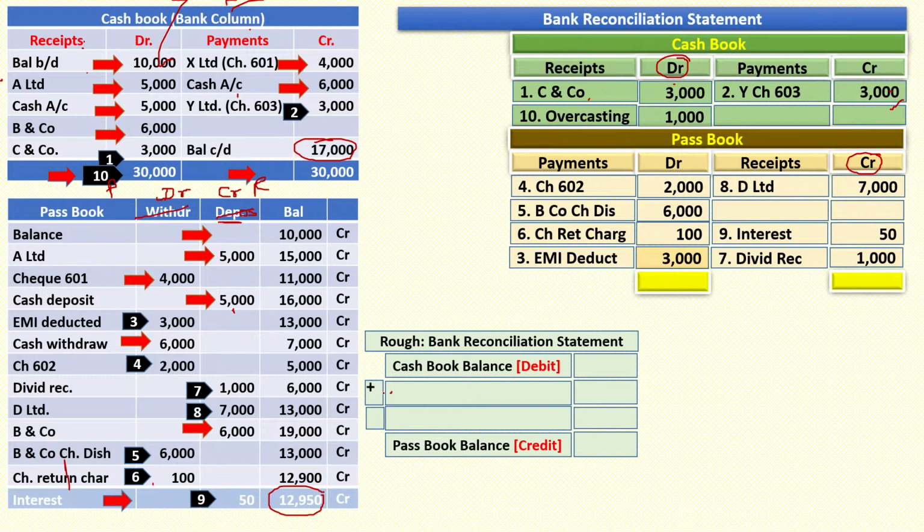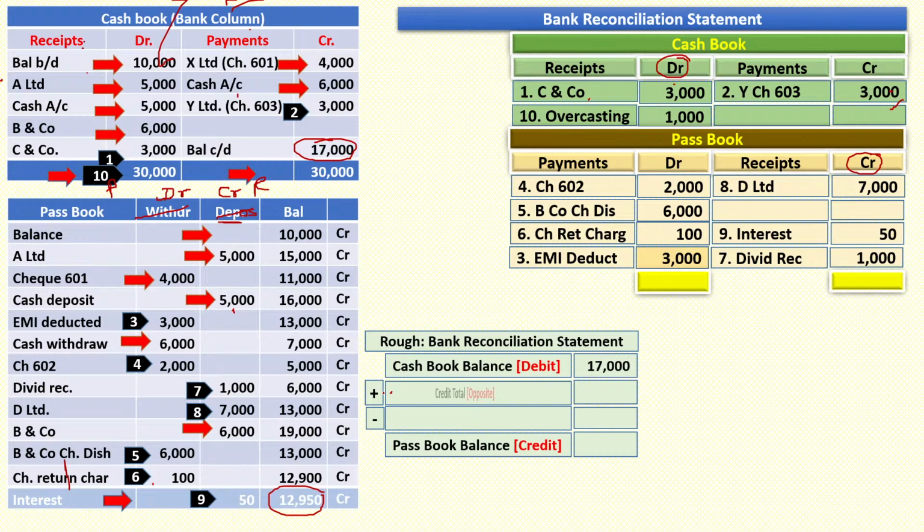Remember, what do you have to add? What do you have to subtract? The thing you are going to add here is nothing but the credit total. You understand? What you have to add? Credit total. We started with the opening balance of the cash book, 17,000 rupees.